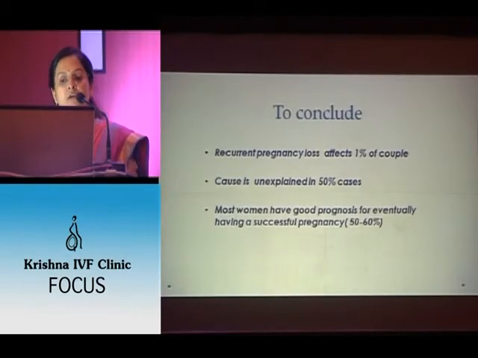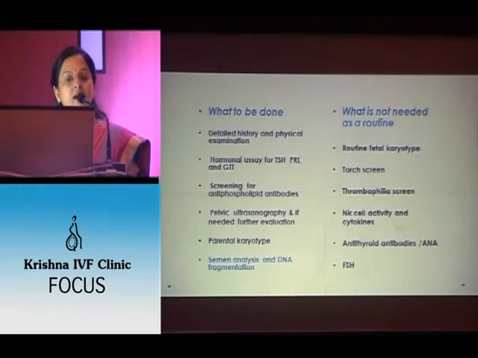To conclude, recurrent pregnancy loss affects 1% of couples and remains unexplained in 50% of them, and most of the women have a good prognosis for eventually having a successful pregnancy. The chances are up to 50 to 60% in them. What is to be done is detailed history and physical examination, hormonal assay for thyroid and prolactin along with GTT, screening for antiphospholipid antibodies, pelvic ultrasonography, and if needed further evaluation, parental karyotyping, semen analysis, and DNA fragmentation.